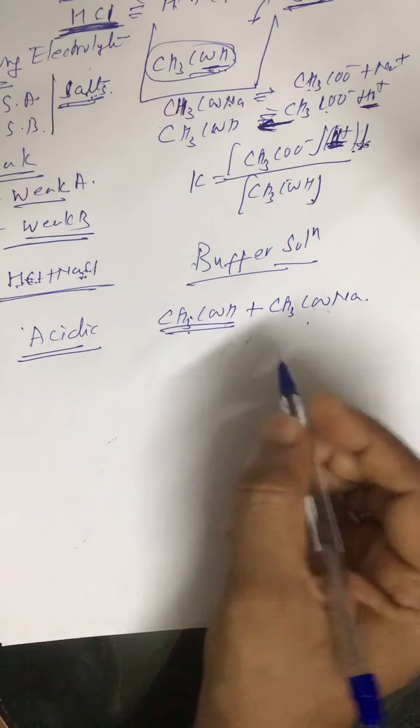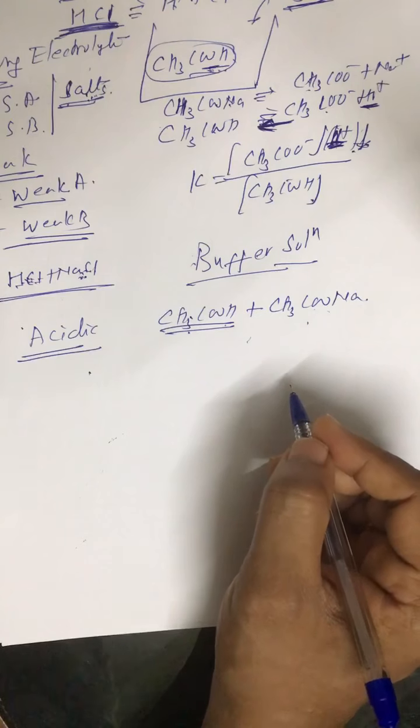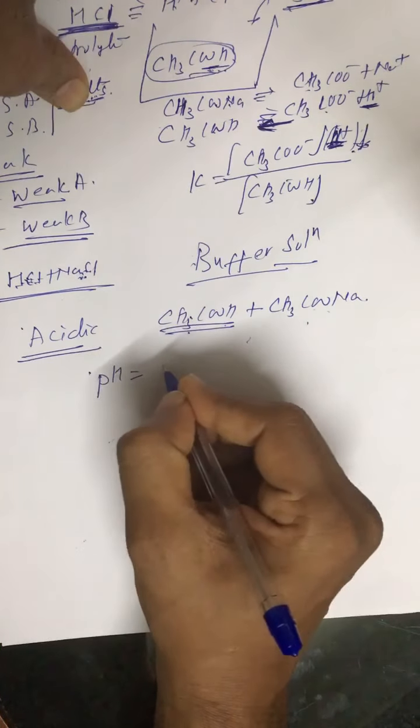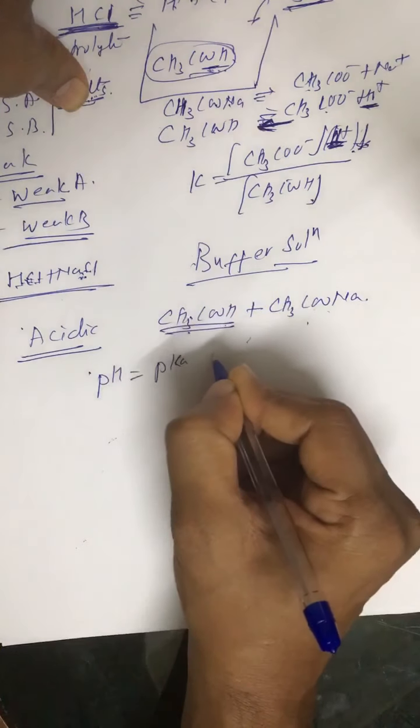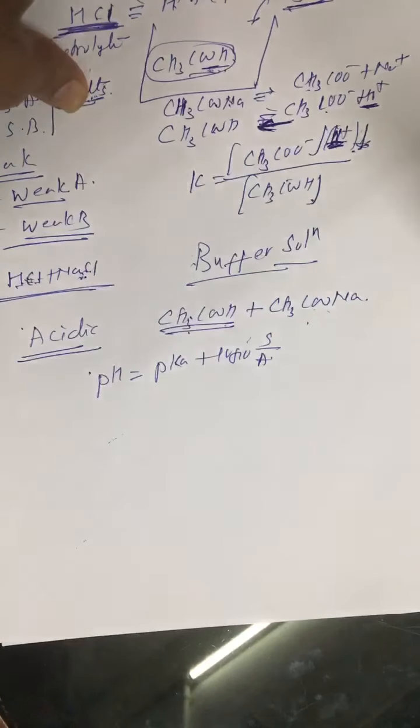Alright. Now buffer action is based on the common ion effect, and pH is given by pKa plus log of salt upon acid.